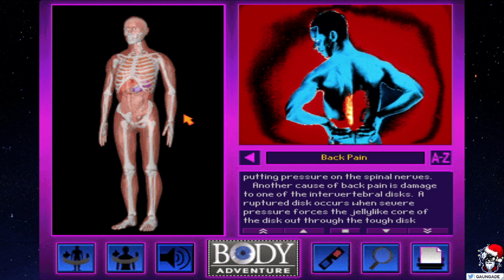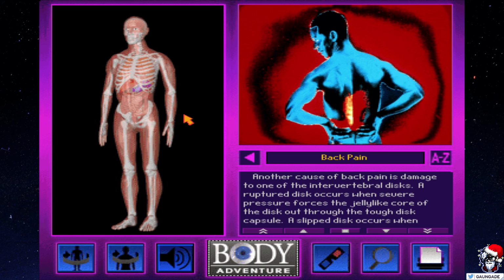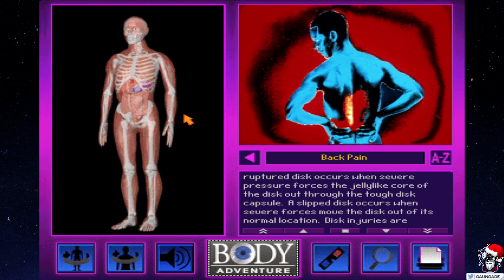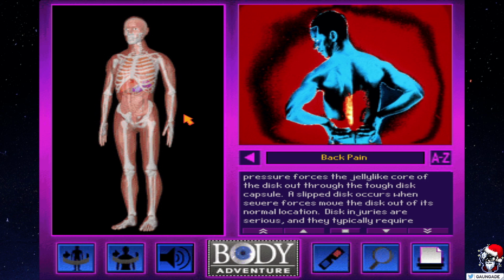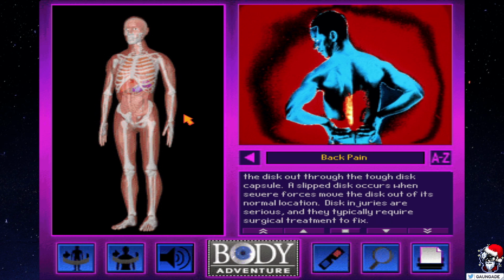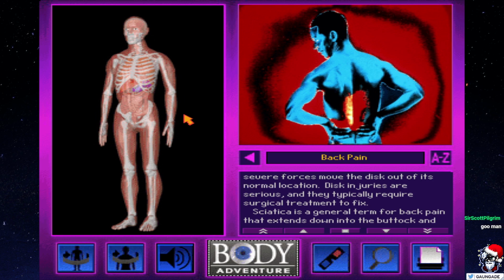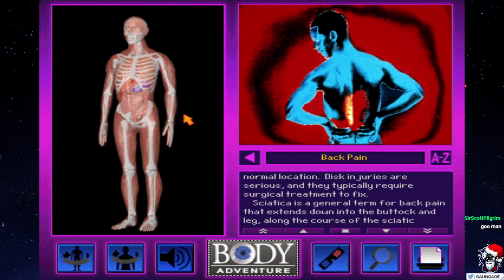A ruptured disc occurs when severe pressure forces the jelly-like core of the disc out through the tough disc capsule. A slipped disc occurs when severe forces move the disc out of its normal location. Disc injuries are serious, and they typically require surgical treatment to fix.